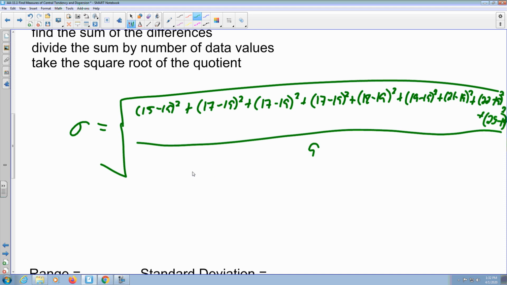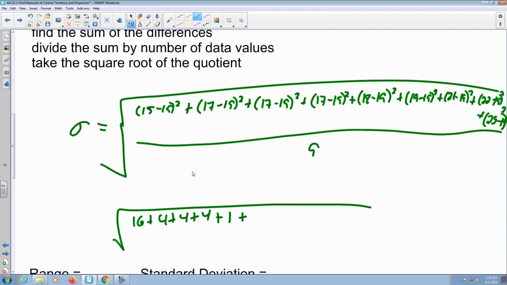So now 15 minus 19 is negative 4. Negative 4 squared is 16. Then 17 minus 19 is negative 2, which squared gives me 4. So it's 4 plus 4 plus 4, plus 18 minus 19, negative 1. Negative 1 squared is 1. Plus 19 minus 19 is 0. Then 21 minus 19 is 2, squared is 4, plus 3 squared, which is 9, plus 6 squared, which is 36. I'm making sure I had 9 pieces of data, because that's what I have here.